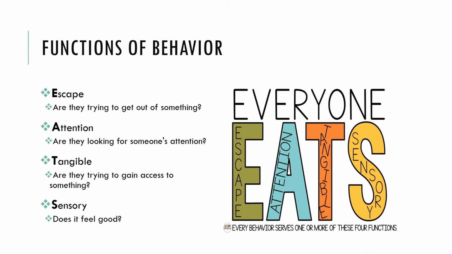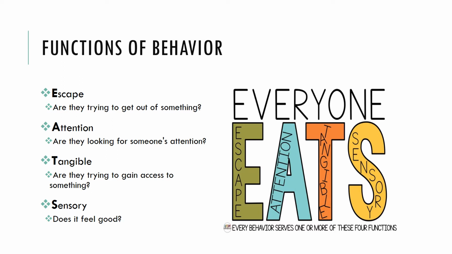I want to start by outlining the four main functions of behavior. One way to remember these functions is everyone eats. So first we have escape. Does the behavior result in getting out of something undesired, such as maybe homework or chores? Attention. Does the behavior result in some form of attention? This could be positive attention or negative attention. It may not matter.